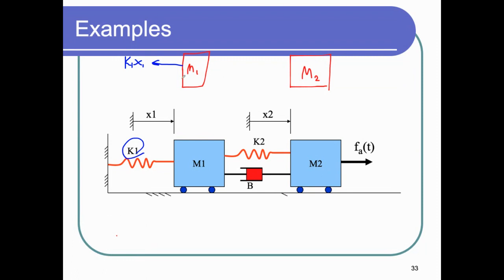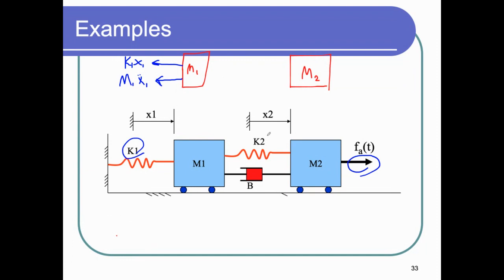Then I also have the inertial force. The movement is to the right, and this is the reference direction. Because the reference direction is to the right, the inertial force will act in the opposite direction. So this is m1 x1 double dot.